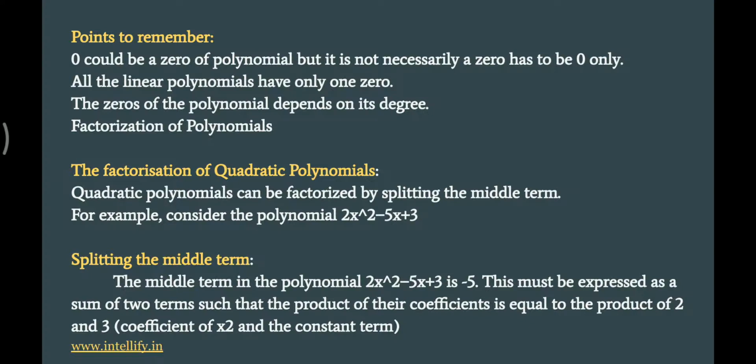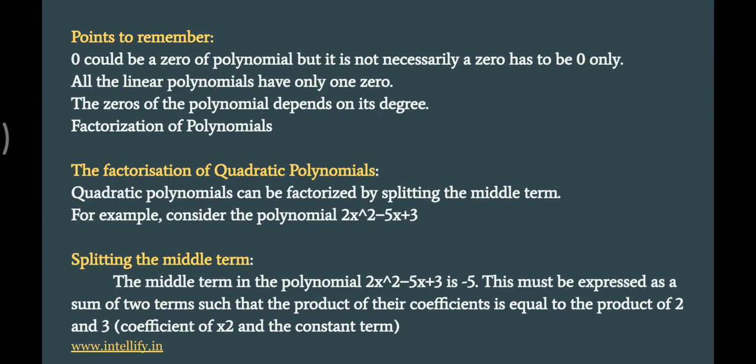And factorization of polynomials. Quadratic polynomials can be factorized by splitting the middle term. We need to split the middle term so that we can factorize those things. For example, consider the polynomial 2x square minus 5x plus 3. Splitting the middle term: the middle term in the polynomial 2x square minus 5x plus 3 is minus 5.